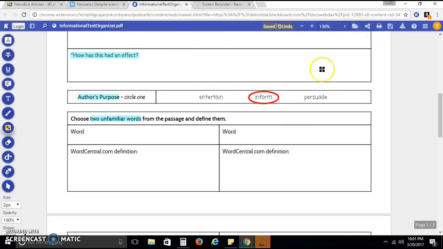Now, if it's persuading you, which is right here, I'm going to delete this. We just talk about persuade. All right, so if it's persuading you, it's trying to get you to think, feel a certain way. It's trying to get you to do something. It's trying to convince you that the author's opinion is right and that you should agree.